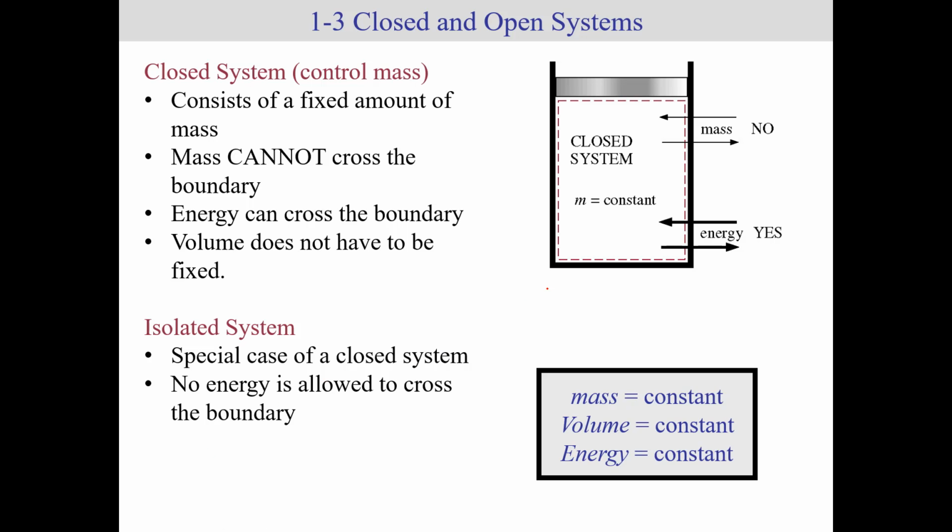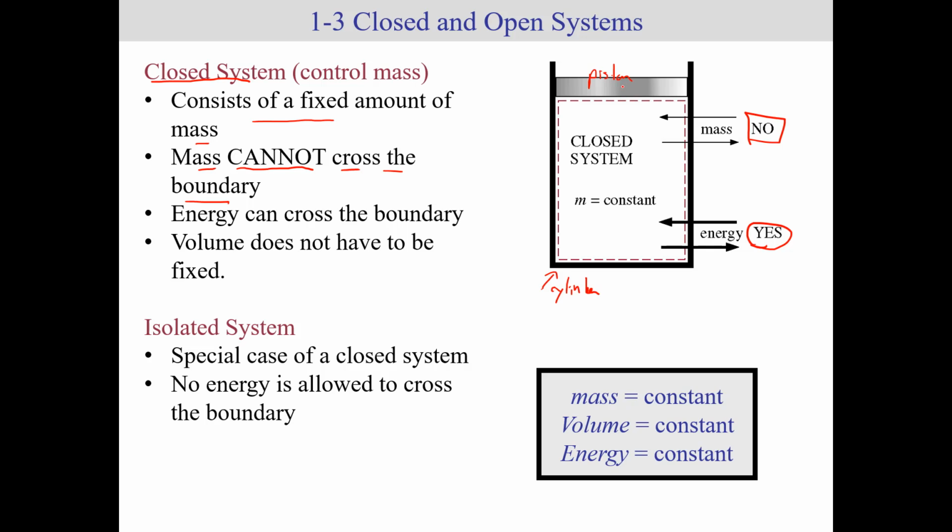Okay, there are different types of systems. Basically there are two: a closed system and an open system. So let's look at this example of a closed system. A closed system consists of a fixed amount of mass. And this is the important thing, you must understand this: mass cannot cross the boundary of a closed system. So here's an example of a closed system. I have a piston cylinder assembly where energy can cross the boundary, but mass cannot.